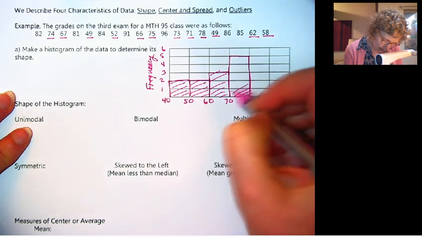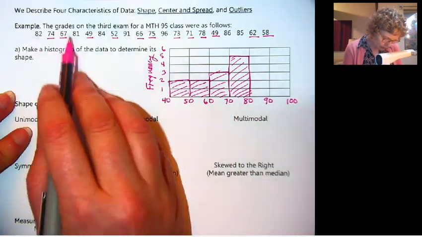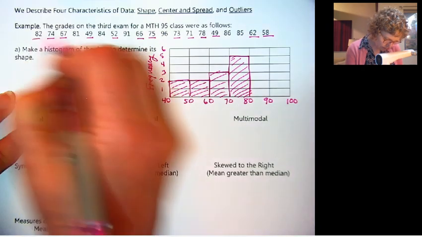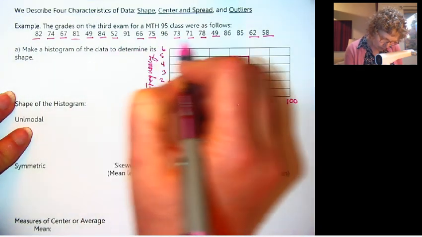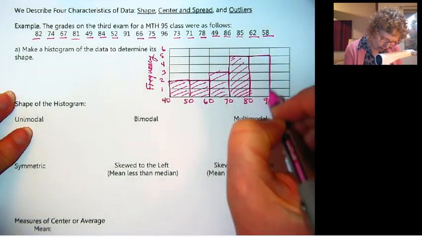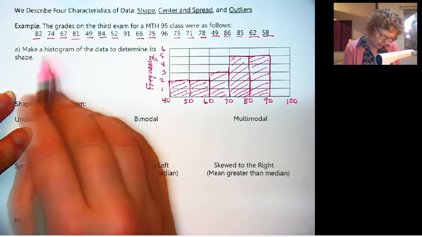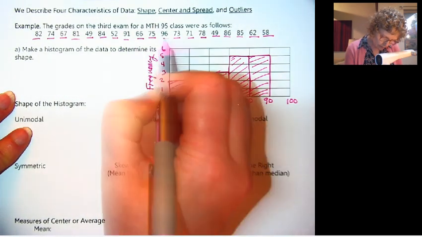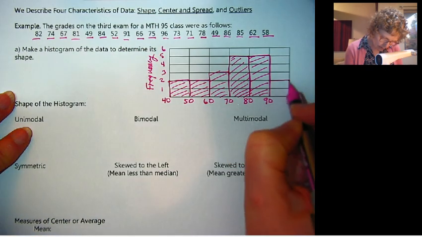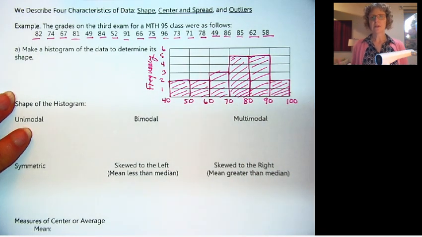You see it taking shape here. How many 80s? 1, 2, 3. Let me underline them. 4, 5. So 5 again. And 90s, we have 2 left. 2 90s. Okay, so that's our histogram.